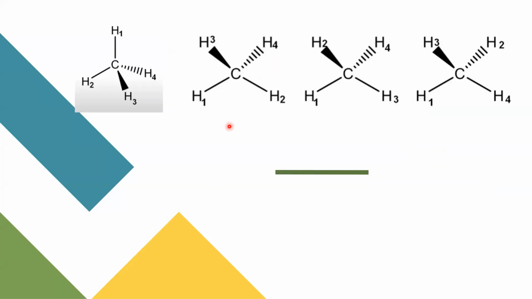So each one has a C3 axis along the carbon-hydrogen bonds. And you rotate it by, what is the angle? 120. 120. Very good. Right.